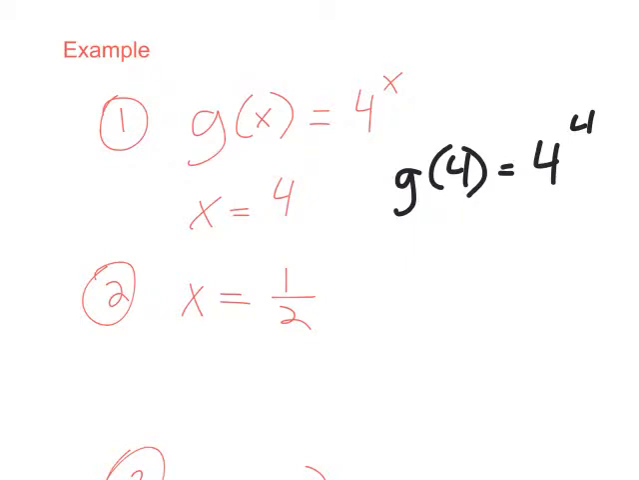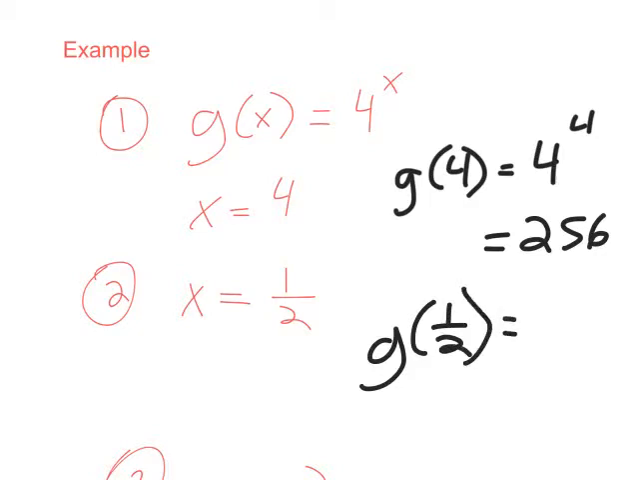You can use a calculator here if you want to, and in a second I'll show you what to type in on a calculator to do something like this. Or if you happen to know what 4 to the 4th power is, you can do that. Okay, so our value here is 256. Some exponentials you'll know off the top of your head, others you will have to use a calculator to find, and that's okay.